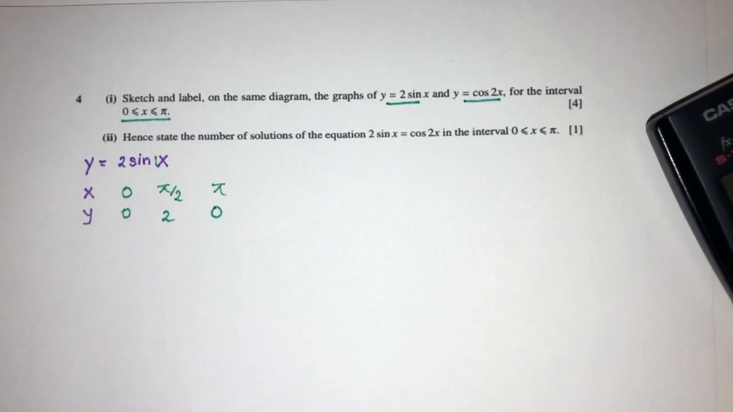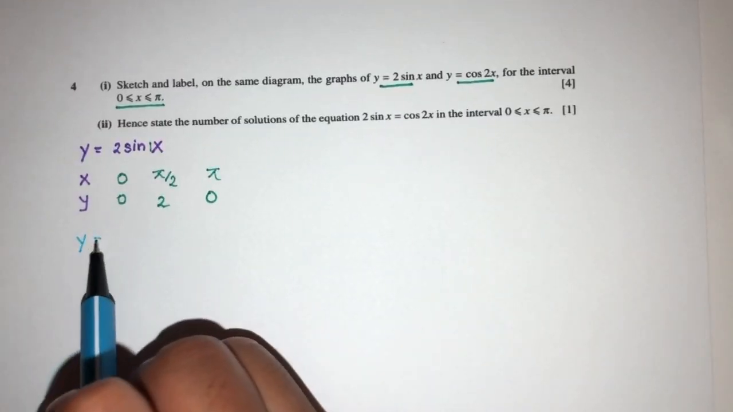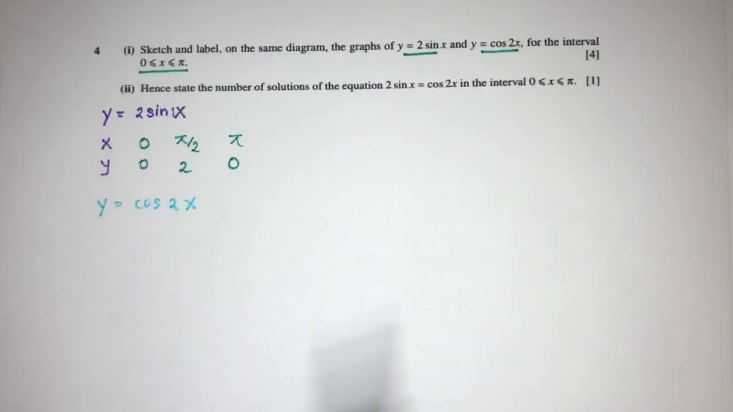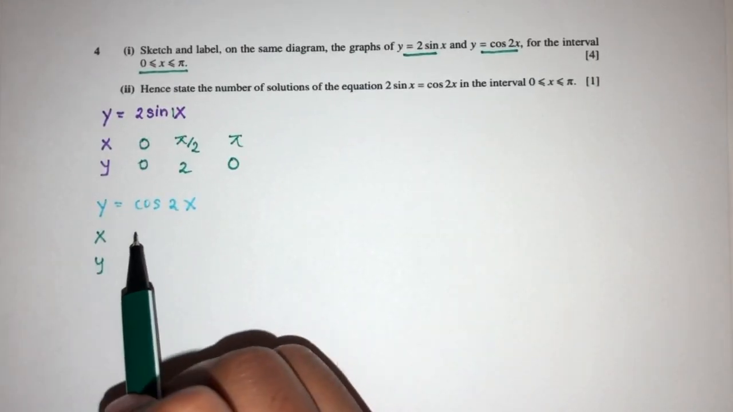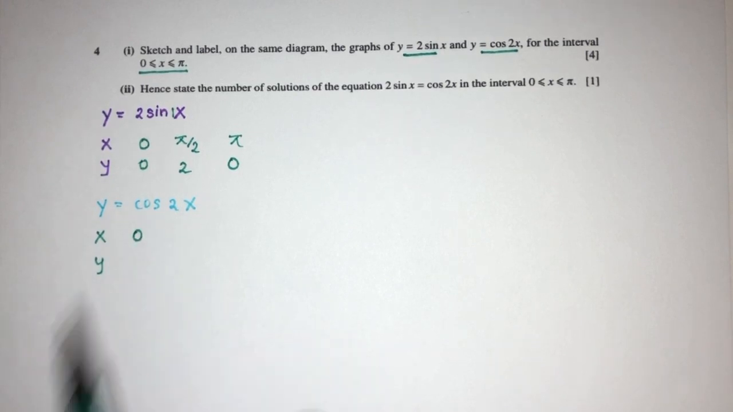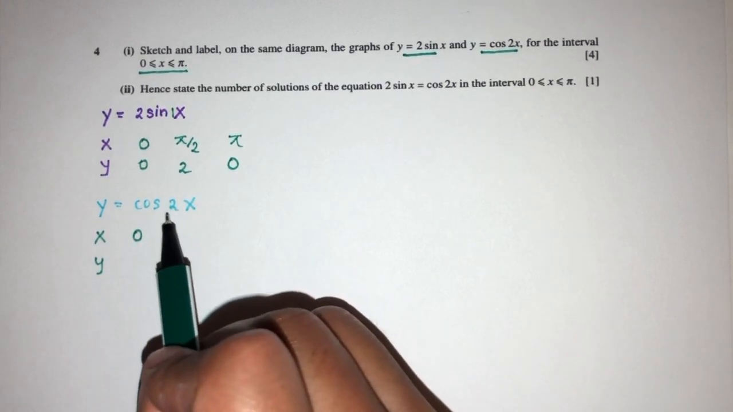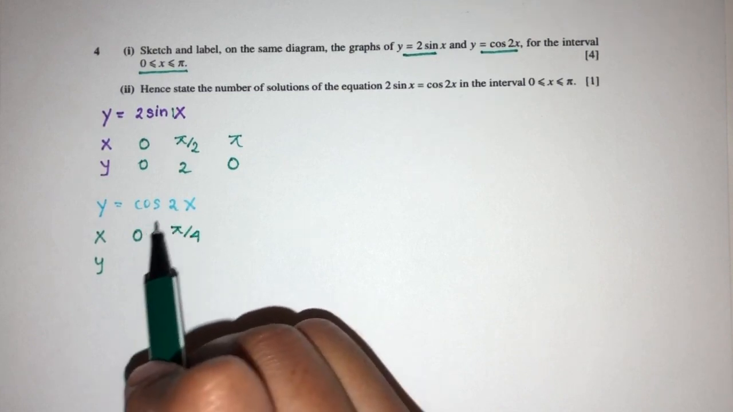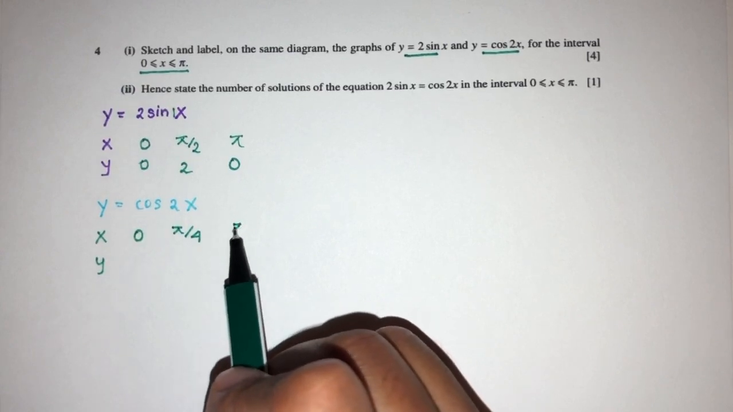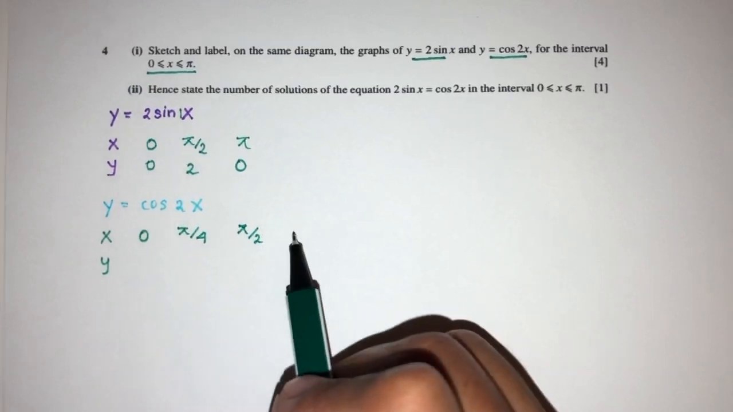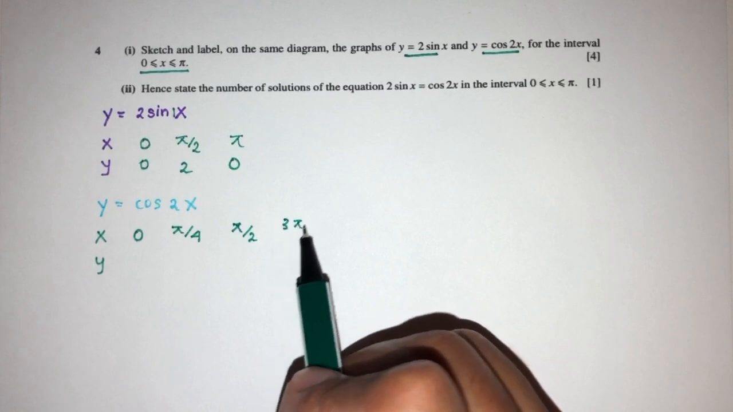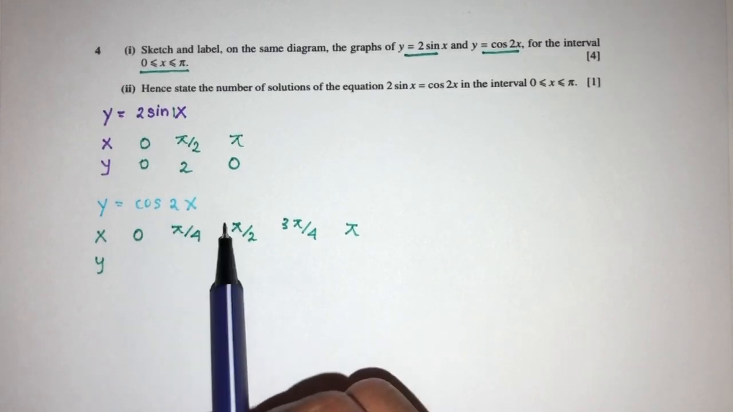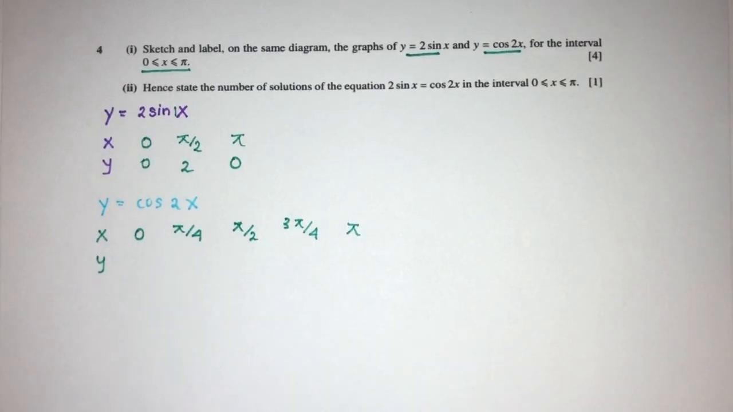So we have y is equal to cos 2x. This is my x values and my y values. Again, I will begin with 0. Now, what are the intervals I can choose? Because the value here is 2, I will take 90 divided by 2, that will be 45, which is pi by 4. Pi by 4 again, that should be pi by 2. Pi by 4 again, that should be 135, that should be 3 pi over 4, and finally, that should be pi. We increase by 45 degrees each time, which is pi by 4 radians.